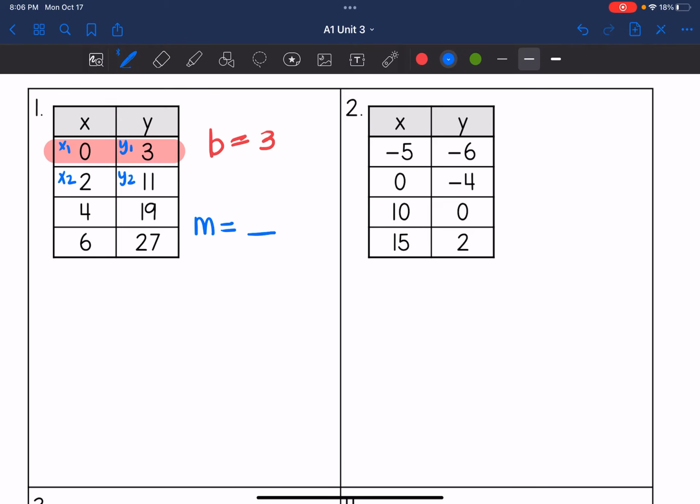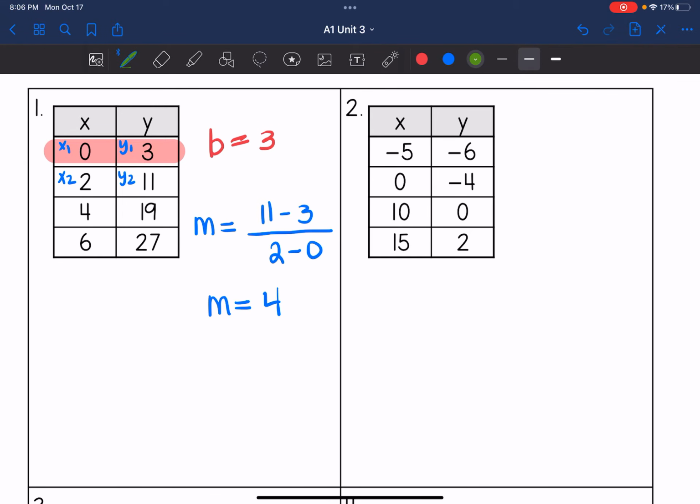When you are doing slope, it is a giant fraction. On the top here, we do the differences of the y's. So I'm going to do 11 minus 3, divided by, now we need the difference of the x's. Since I used the 11 first, I need to do the same thing over here. So let's do 2 minus 0. Put the whole thing into the calculator and I get positive 4.